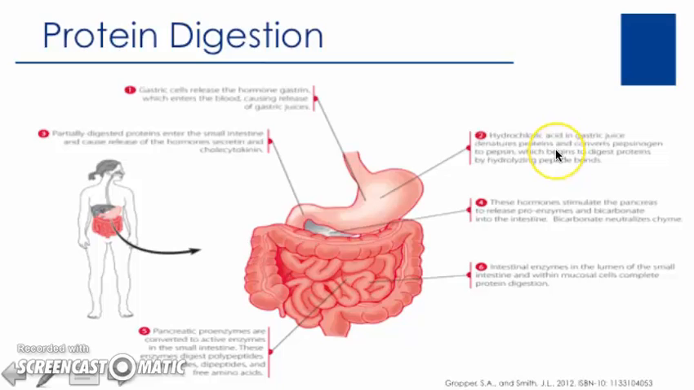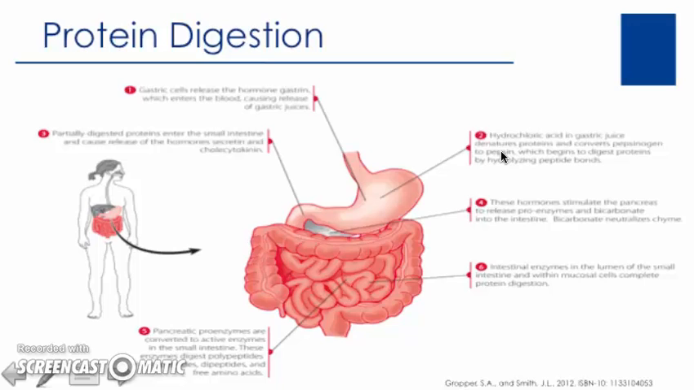Also, you see here that hydrochloric acid converts the first inactive zymogen, which is called pepsinogen, to the active protease enzyme called pepsin. So this release of the gastric juice also is involved with activating pepsinogen to pepsin. Pepsin in the stomach then begins cleaving peptide bonds.